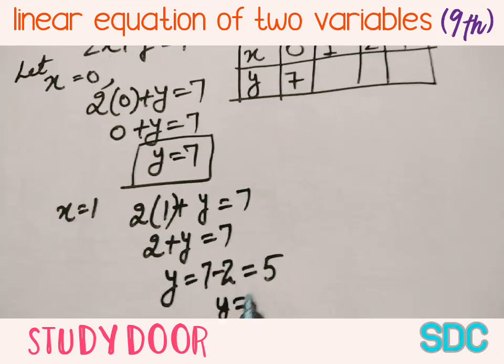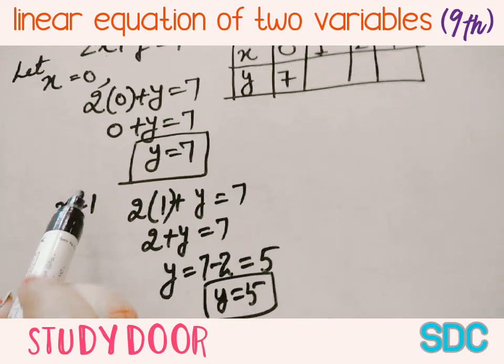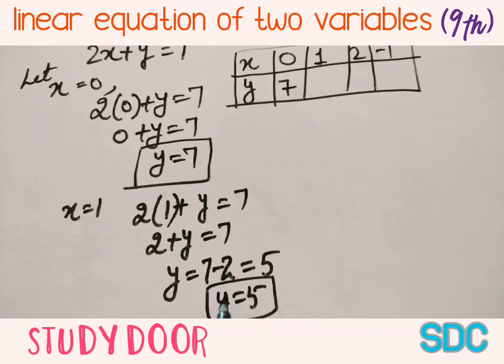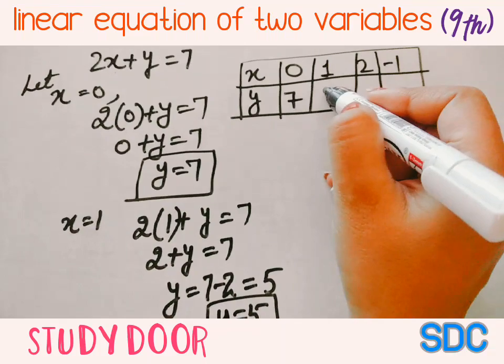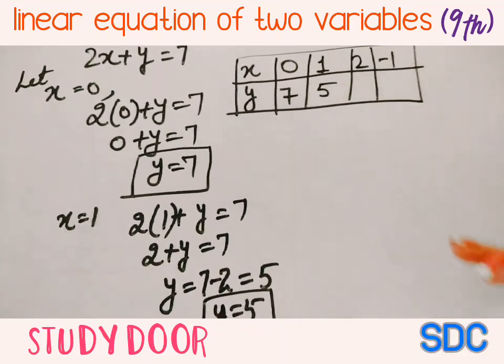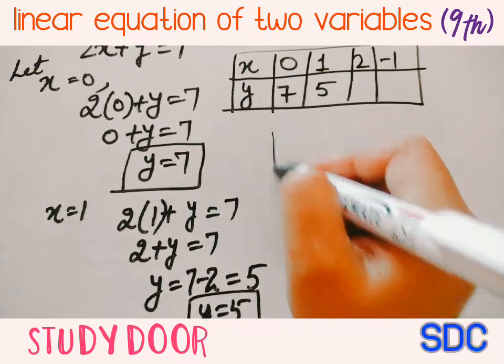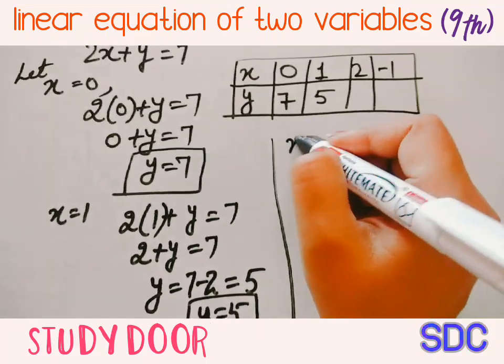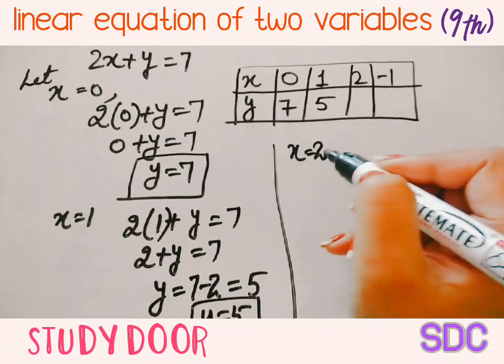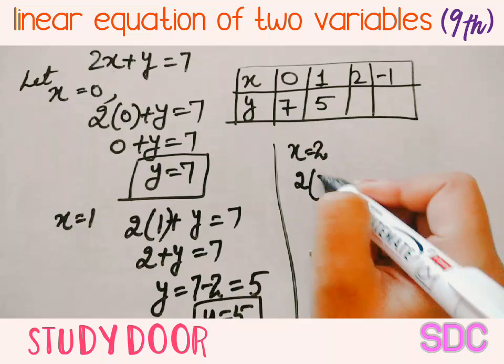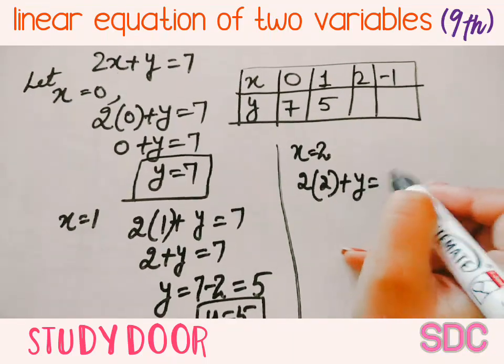Okay? When we put the value of x as 1, the value of y came to 5. Now what should we put? The value of x as 2, then 2 into 2 plus y is equal to 7.